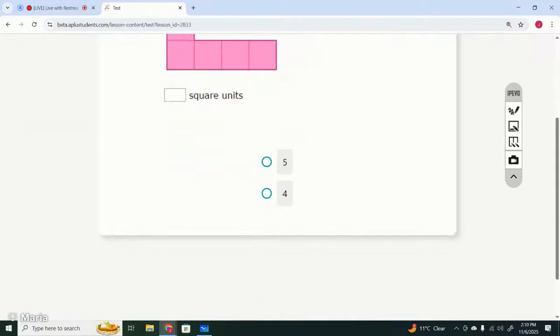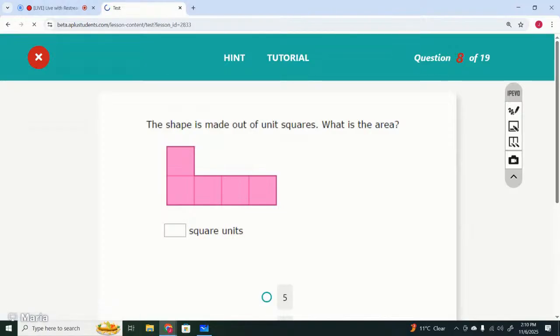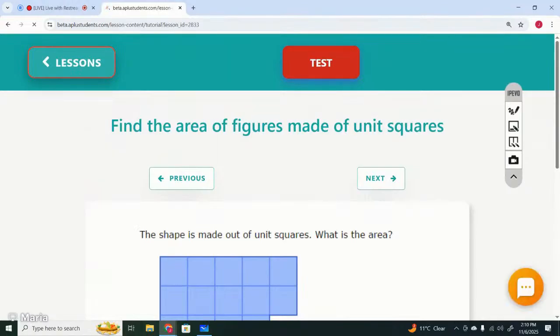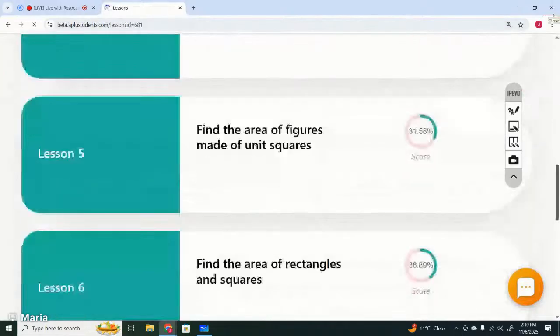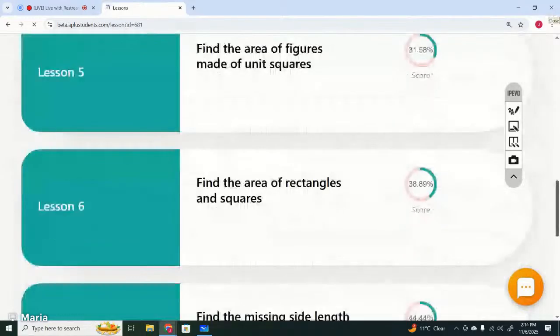Okay, you can complete the lesson by yourself later today. Let me just move on to the next lesson. The next lesson is find the area of rectangles and squares.